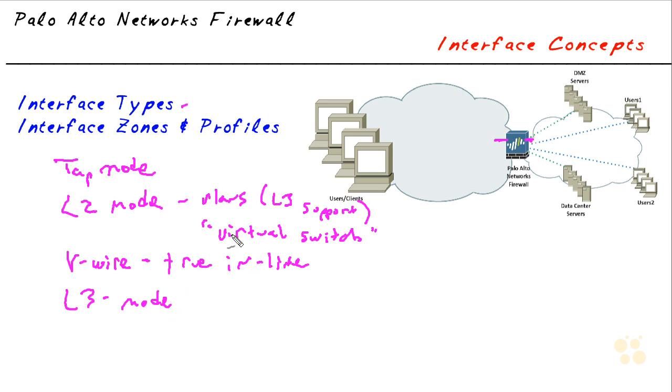Now, the cool thing is I can actually mix and match these interface types on a single chassis. When I'm in vWire, obviously there has to be a pair of interfaces. So my PA200 has 4 interfaces. So I could do a vWire, that would take 2 of them.